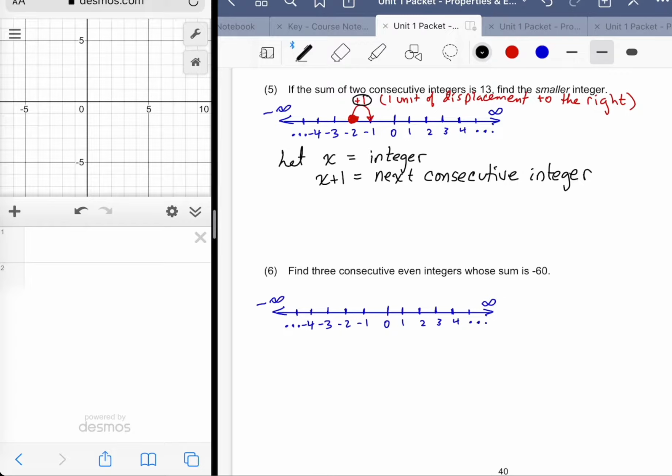The sum. Sum is another way of saying addition. Of 2 consecutive integers; "is" is another way of saying equals. So I have my 2 consecutive integers, x and x plus 1. What they're saying is the sum of those 2, so if I add those 2 together, the result is 13.